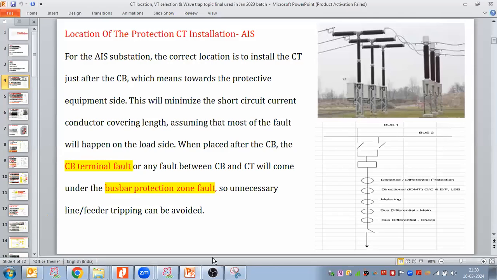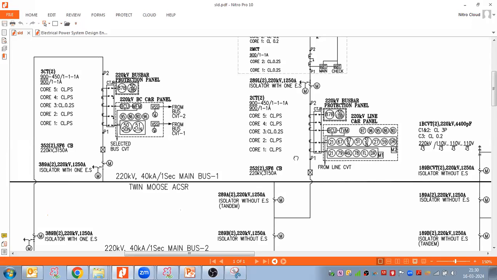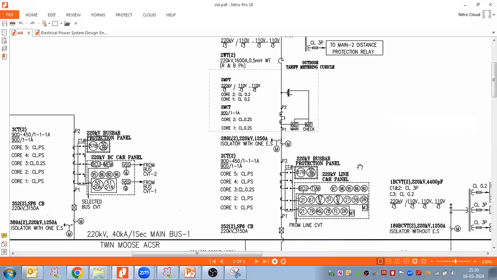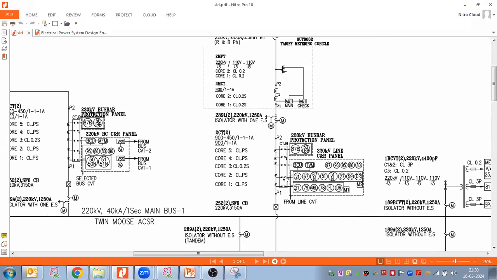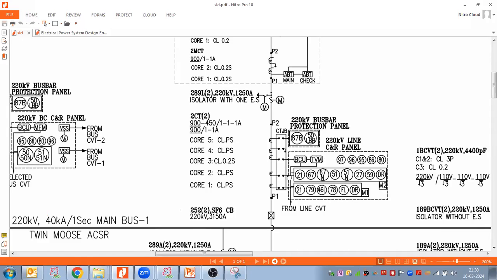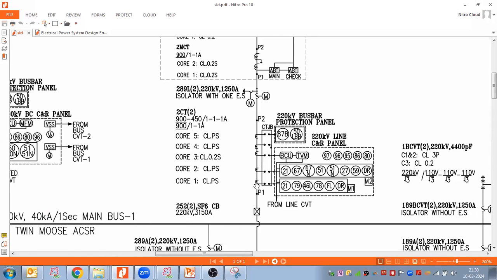Now I'm calling this CT a protection CT, and this CT a metering CT. The reason is that most of the CT cores are utilized for protection purposes. This CT has 5 cores, and out of the 5, 4 cores are used for protection. You can see distance main 1, distance main 2, and here we have the BCU, which is also a kind of protection, since the BCU is a relay. And I'm using 1 core for the trivector meter for metering purposes. Again, these 2 cores are for bus bar protection. So out of the 5 cores, 4 are utilized for protection.